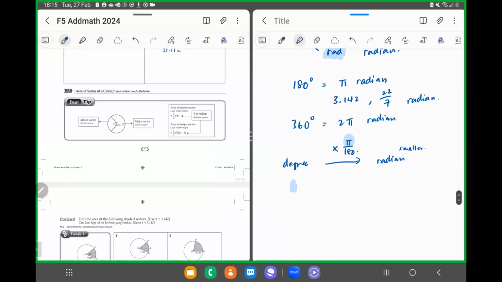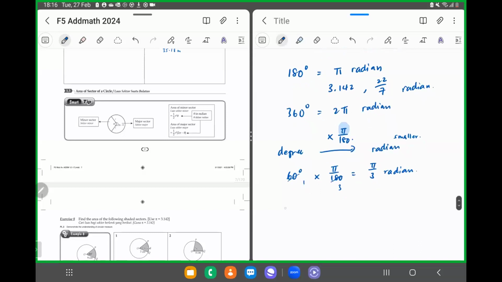So for example, if I have 60 degrees and I want to change it to radians, I will need to times by pi over 180. You simplify it, and you will get pi over 3 radians. Or else you use your calculator and get a decimal, can also. It is okay to write the answer as pi something radians, or in decimal, like something dot something radians. Okay, right? So the other way around, if I want to change radians to degrees, then I will need to times it by 180 over pi.